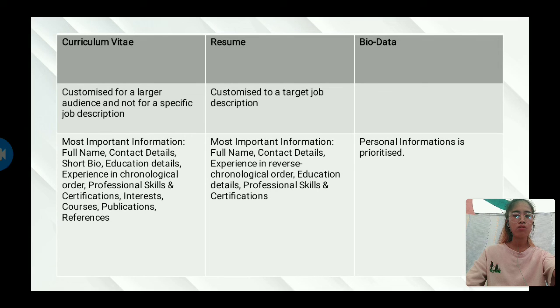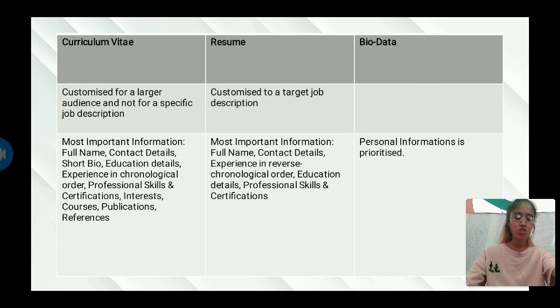And lastly, in a curriculum vitae, the most important information is full name, contact details, short bio, education details, experience in chronological order, professional skills and certifications, interests, courses, publications, and references. So for a resume: full name, contact details, experience in reverse chronological order, education details, professional skills, and certifications. While for a biodata, as we discussed earlier, the emphasis is on personal information. So, in general, the meaning of curriculum vitae, resume, and biodata are the same. Their difference is their focus and the information included.